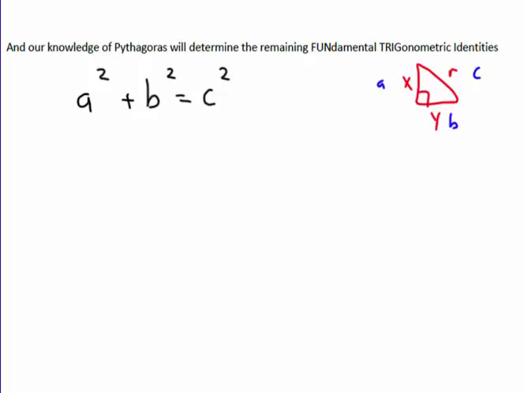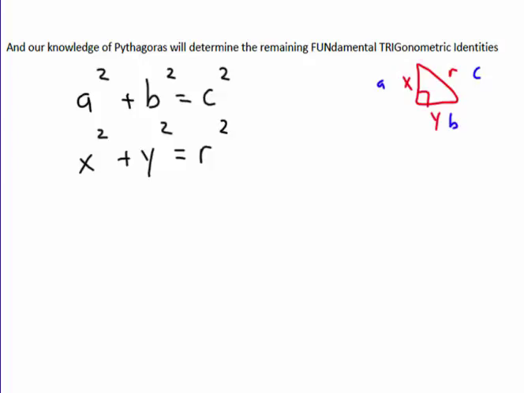But we're also going to use our knowledge of Pythagoras to find the other fundamental identities. And remember, Pythagoras' theorem tells us that a squared plus b squared is equal to c squared. Now, if we consider our triangle is x, y, and r, we can replace the a, b, and c in Pythagoras with x, y, and r. So really this becomes x squared plus y squared equals r squared.